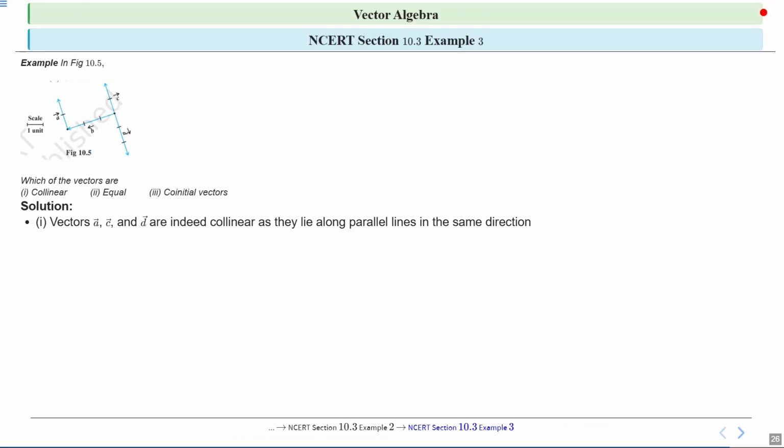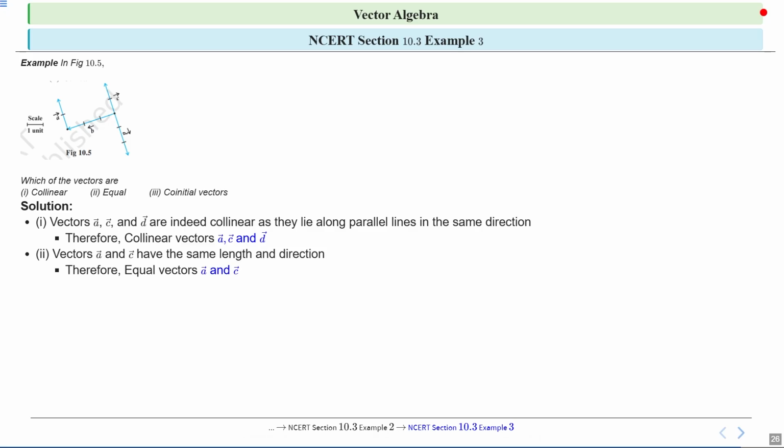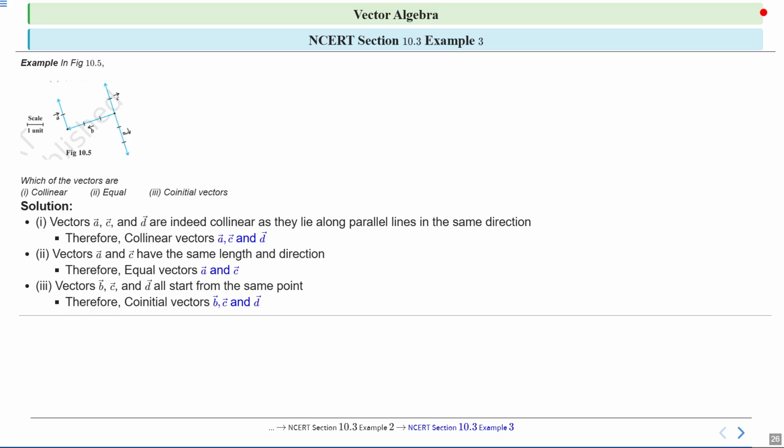First, vectors a, c, and d are indeed collinear as they lie along parallel lines in the same direction. Therefore, collinear vectors are a, c, d. Second, vectors a and c have same length and directions. Therefore, equal vectors are a and c, right? Vectors b, c, and d all start from the same point. Therefore, co-initial vectors are b, c, and d, right? Okay.